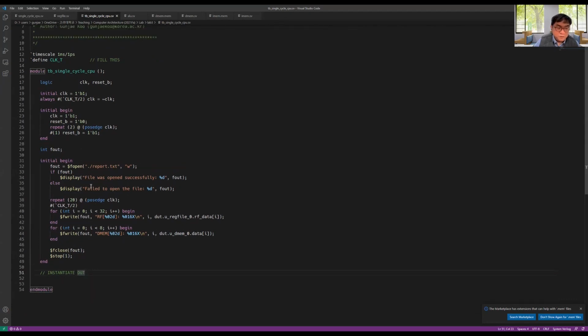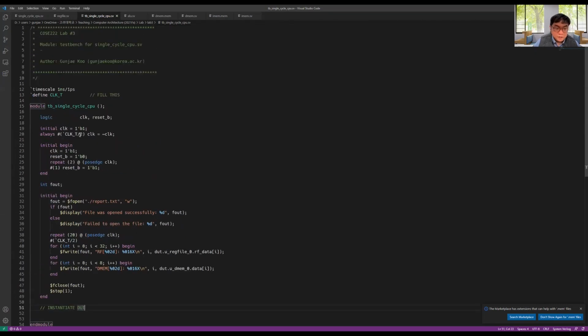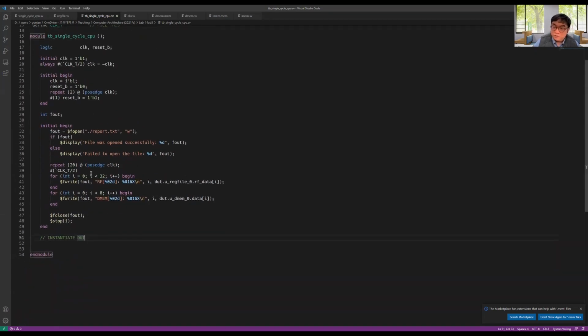If you are interested, you can analyze this test bench code. I think it's useful. And then if you simulate this test bench using ModelSim, after simulation you can find that this file is generated, the report.txt file. In this report.txt file, the contents of the register file and the data memory are stored, after simulation.